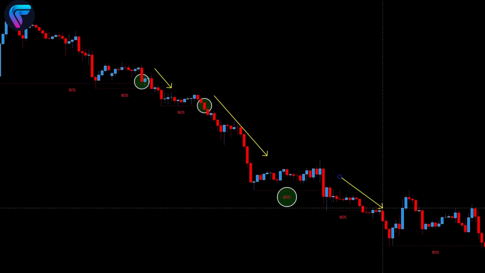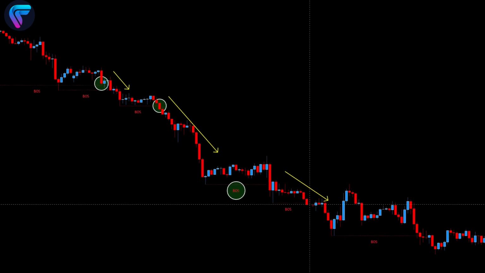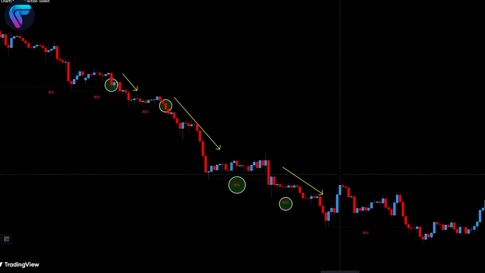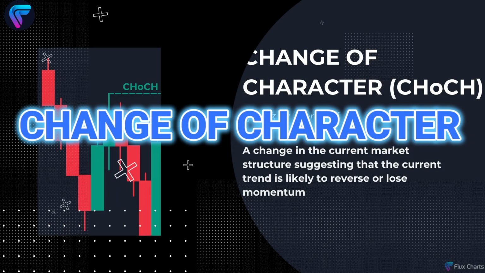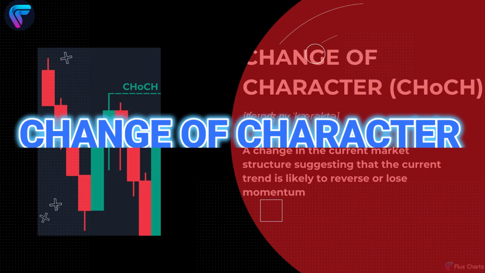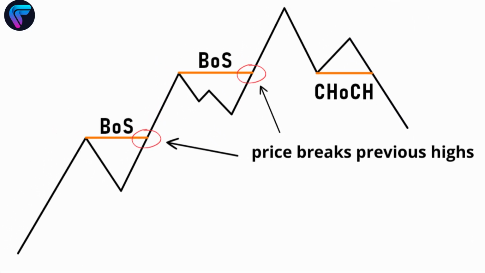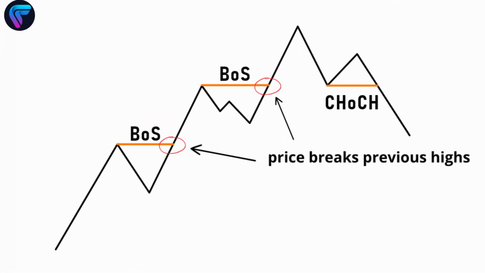Alright, we just discussed the break of a structure, which indicates a trend's continuation. Now let's explore what happens when a break of a structure doesn't occur, resulting in a change of character, or CHOCH. Consider this as the market altering its course, suggesting a possible trend reversal.